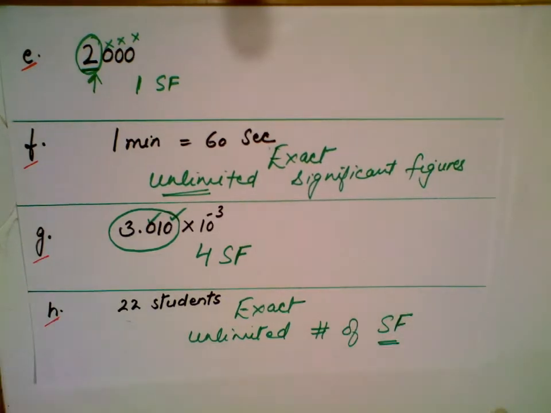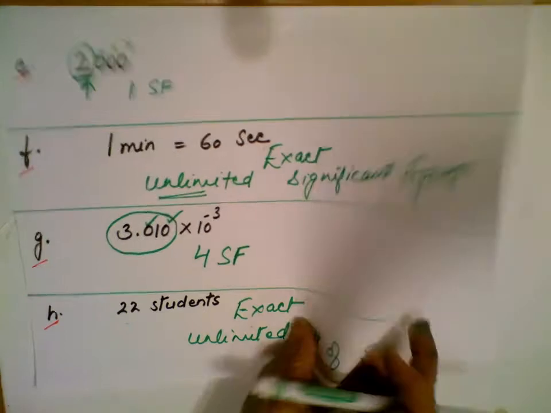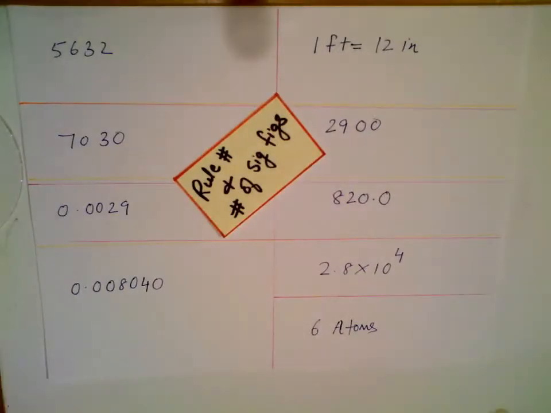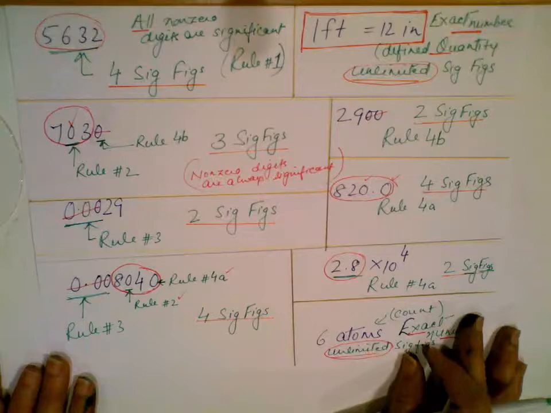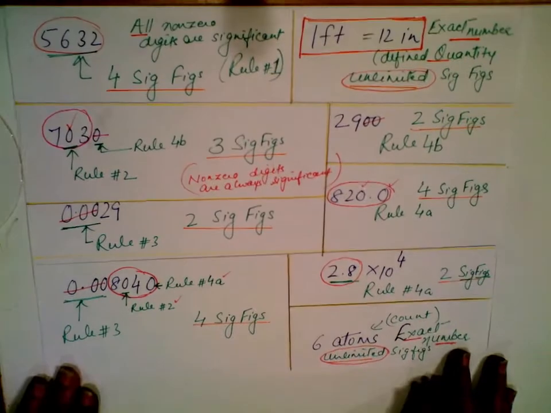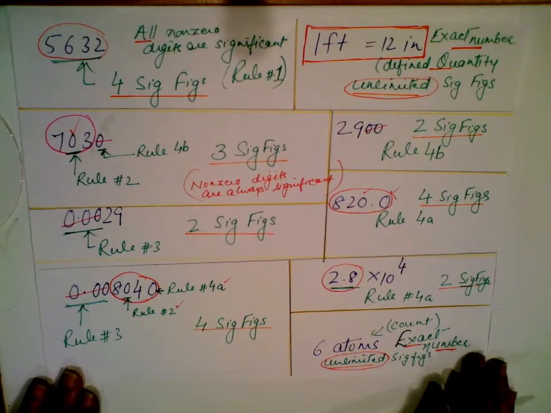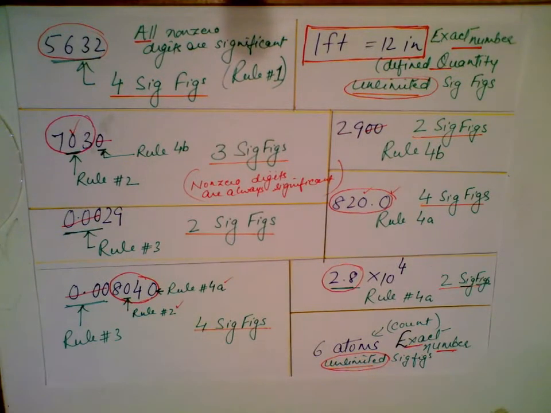Okay, now your turn. You try these. You can pause the video and check your answers. If this is what you got, great. And if you don't get these answers, then just go back and reread the rules. So you need to know the rule numbers, and you need to know the number of significant figures.